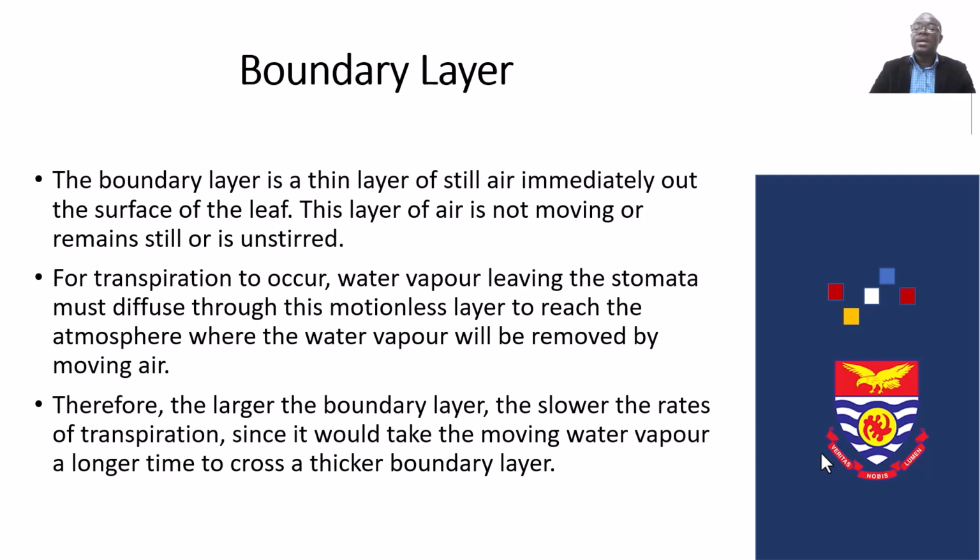The boundary layer is a thin layer of still air immediately outside the surface of the leaf. This layer of air is not moving, or remains still, or is unstirred. For transpiration to occur, water vapor leaving the stomata must diffuse through this motionless layer to reach the atmosphere, where the water vapor will be removed by moving air. Therefore, the larger the boundary layer, the slower the rate of transpiration, since it will take the water vapor a longer time to cross a thicker boundary layer.